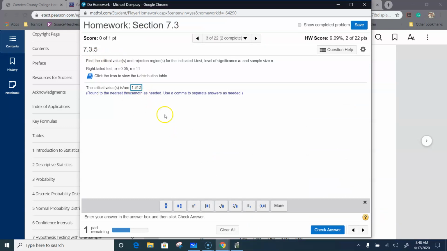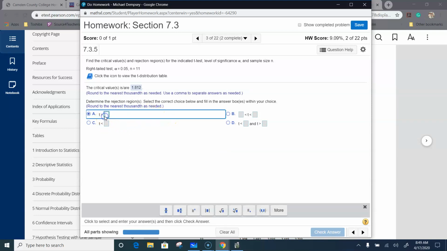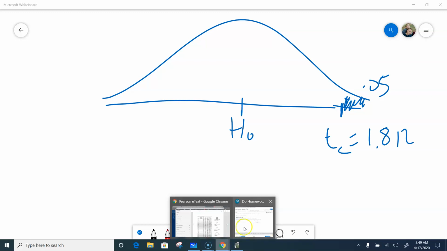Okay, and since it's right-tailed, it's just the positive value. It's not two-tailed. We don't need two values. It's just one. So determine the rejection region. It's right-tailed, so we're only going to be impressed if it's greater than 1.812. In that particular t-distribution, the t-critical is going to be 1.812, and we'll only be impressed if we're greater than that or above that value.